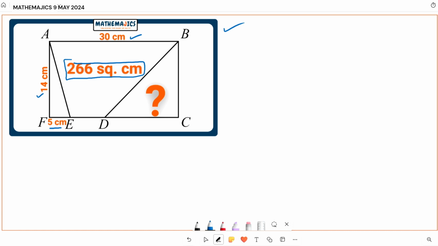This area is of the quadrilateral ABDE. What do we need to find out? We need to find out this question mark, that is the length of DC. So let's see how we can find the length of DC.